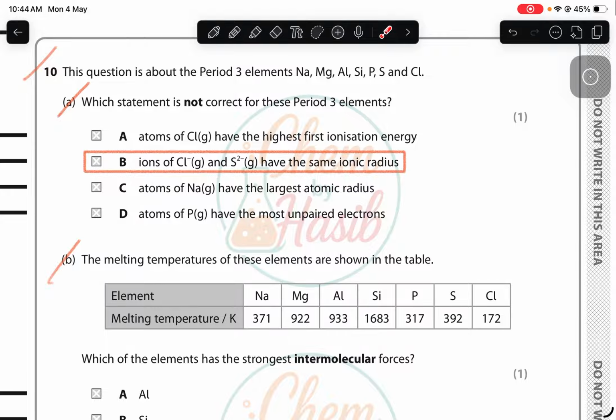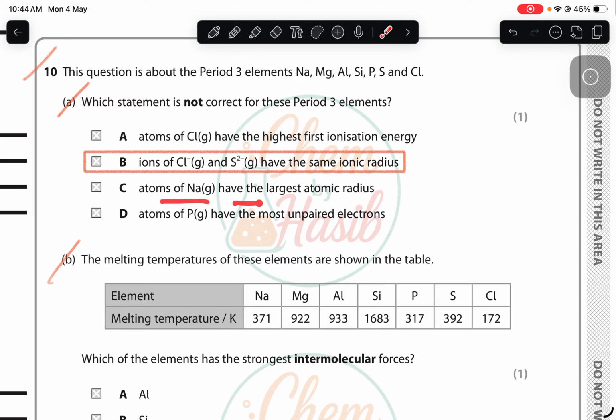So this is an incorrect statement. Atoms of chlorine have the highest first ionization energy. That is a true statement, because when you move along the period, there is an increase in ionization energy. The ionization energy would increase, right?